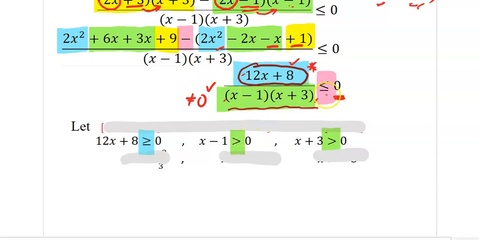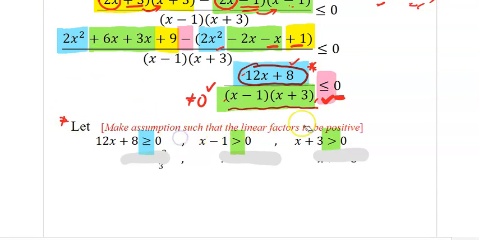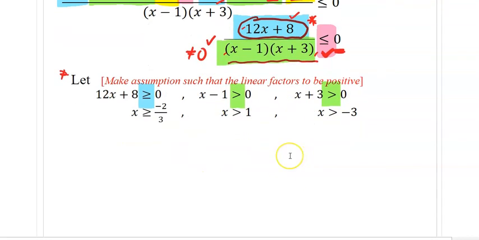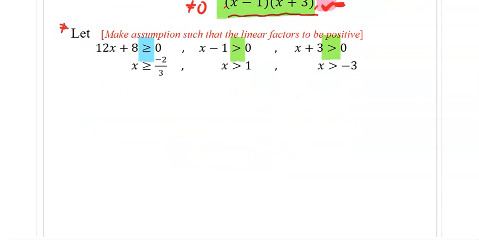The next thing I would like you to observe is that although the inequality here happens to be less than, in the assumption I will always do greater. I will always make a greater assumption because we are always making positive assumptions. Then for each of these, we continue by simplifying. I have x greater than or equal to negative 2 over 3, x greater than 1, x greater than negative 3. Using these three inequalities from our assumptions, we will proceed with drawing a number line and find the solutions by checking the sign. So let us continue with the number line.